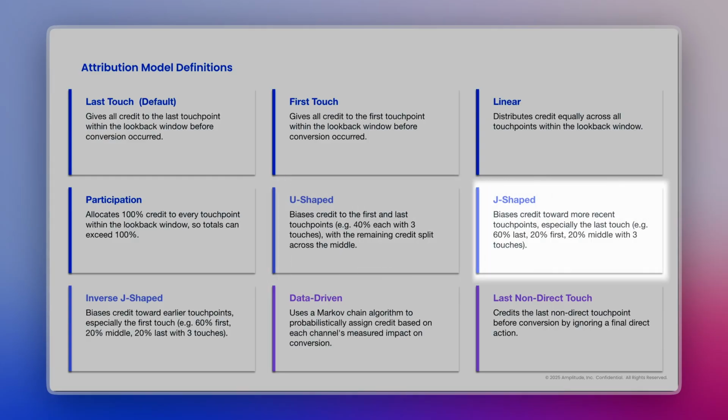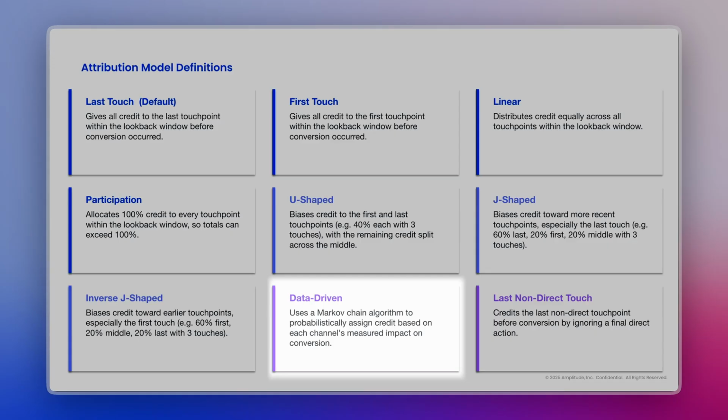J-shaped will bias credit towards more recent touch points, especially the last touch. For example, if there are 3 touch points, the last touch will get 60%, and then the first and the middle touch will get 20% credit. An inverse J-shape is just that. It biases the credit to the earlier touch point. So in our example with 3 touches, that first touch point will get 60% of the credit, and the middle and the last touch point will get 20% each.